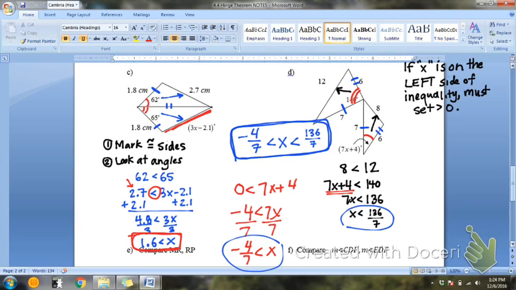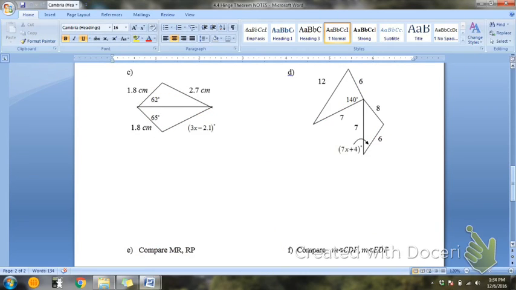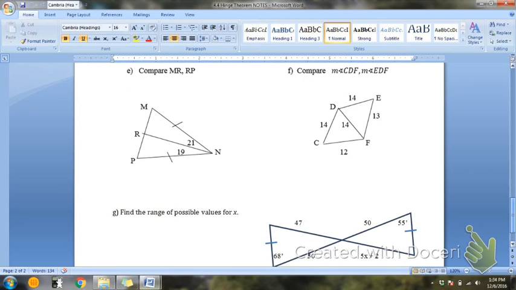All right, let's do a couple more examples. It says compare MR with RP. So they're asking us to compare which one's bigger. Okay? So what we are going to do is we're going to write MR. We're going to give ourselves a blank to be able to write the less than or greater than sign, and then RP.